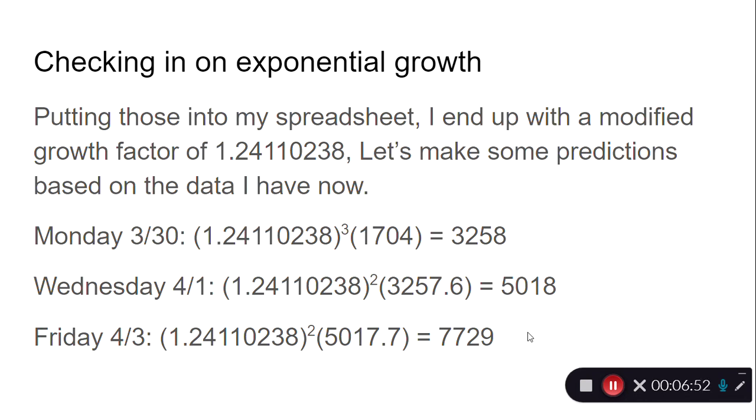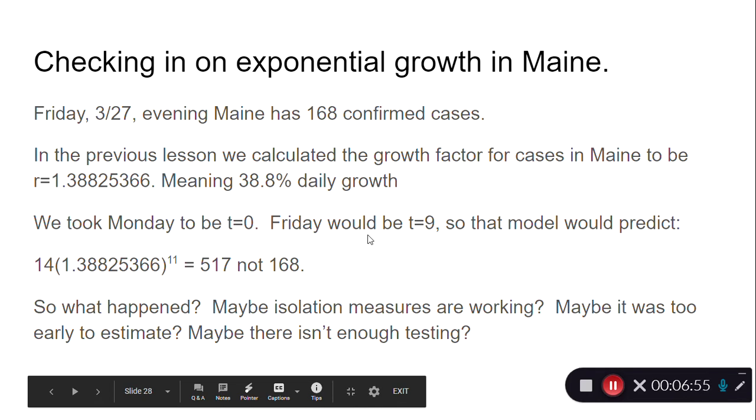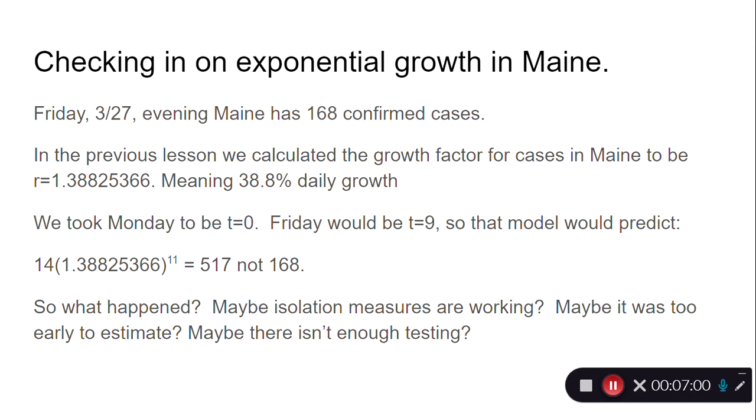All right. So now checking in on Maine, as of the 27th, there's 168 confirmed cases. Initially I had a growth factor of 1.388. That's a 38.8% daily growth. So it's anything over 1 is the percentage. Monday of spring break was 0. The Friday, I don't know why this was 9. Oh, it should be 11, sorry. So that would be 11.